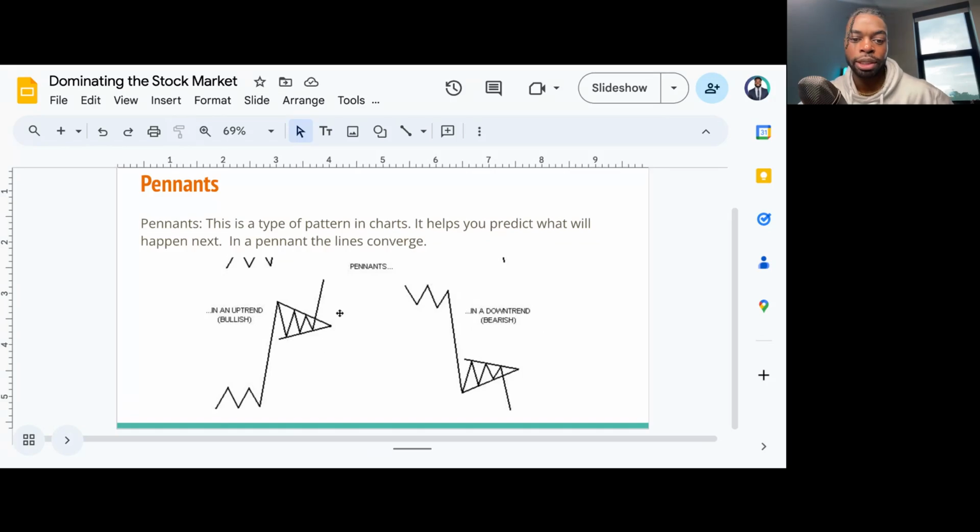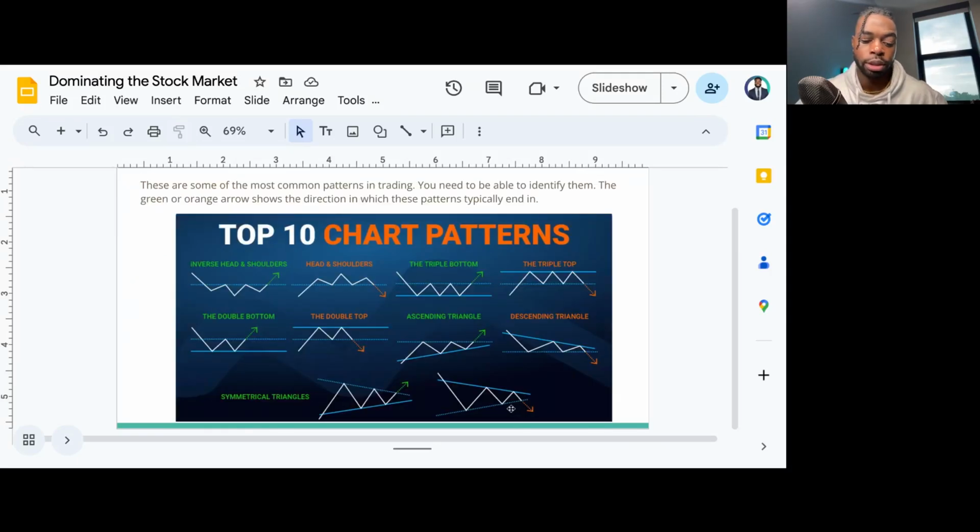Let's keep it moving. Pennants look more like a wedge. You get a move to the upside, you get this triangular shape, and then a continuation move. And for bearish, it's downward, you get this triangular shape, and then a break down. Okay, we're gonna move pretty quickly through this stuff.